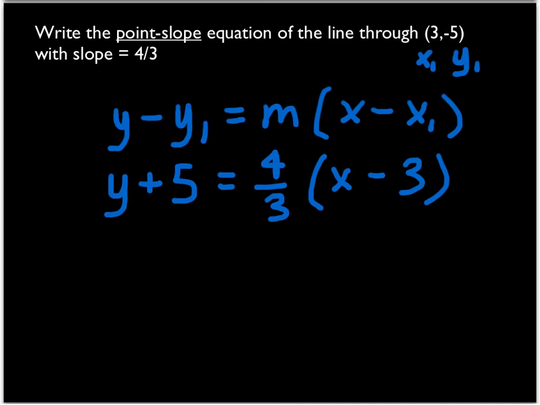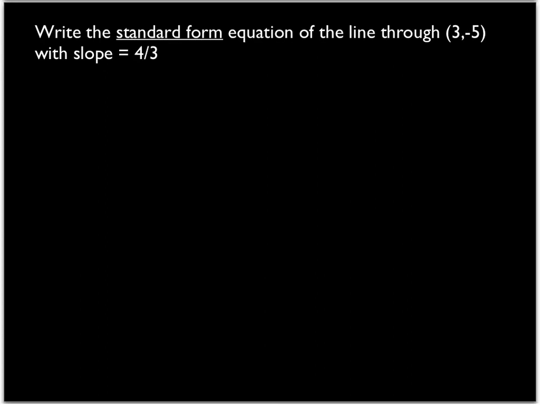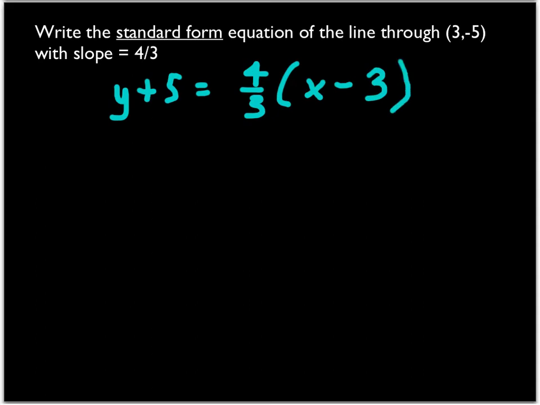Alright, now we're going to go on and do another problem that's very similar to this. I'm just going to take a couple notes off to the side here. My next exact same situation, same point, same slope, but now we want to do this in standard form. This gets just a little trickier because we have to get it all prettied up. So our last slide we had this: y plus 5 equals 4/3 times (x minus 3). We want to get this in standard form, which means no fractions or anything like that.